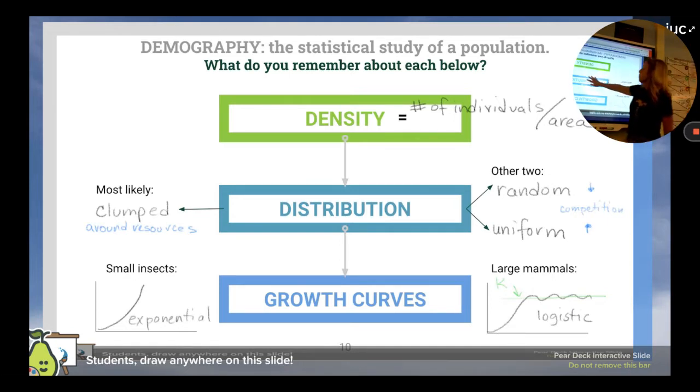On your distribution, remember that's how this density is arranged. Is it arranged in clumps, right? Remember we talked about that? How likely is that for it to be clumped? Most common, because what are you clumped around? Resources. So that density, whether it's high density, low density, whatever, it's around those resources. Less likely is random and uniform, and we'll talk about that.